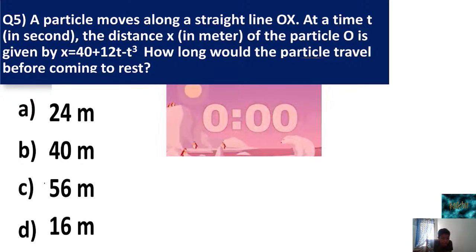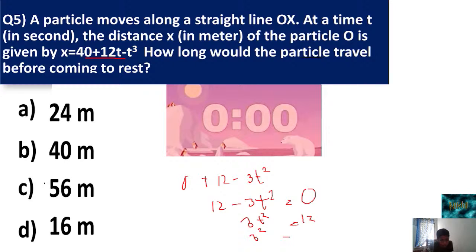So let me solve it. Differentiating this, you will get 0 plus 12t minus 12 minus 3t square. As 0 is there, you can write 12 minus 3t square is equal to 0. So 3t square is equal to 12. Sorry, t square is equal to 4 and t will be equal to 2. So by putting the value of t equal to 2, you will get 56. So your answer will be 56.